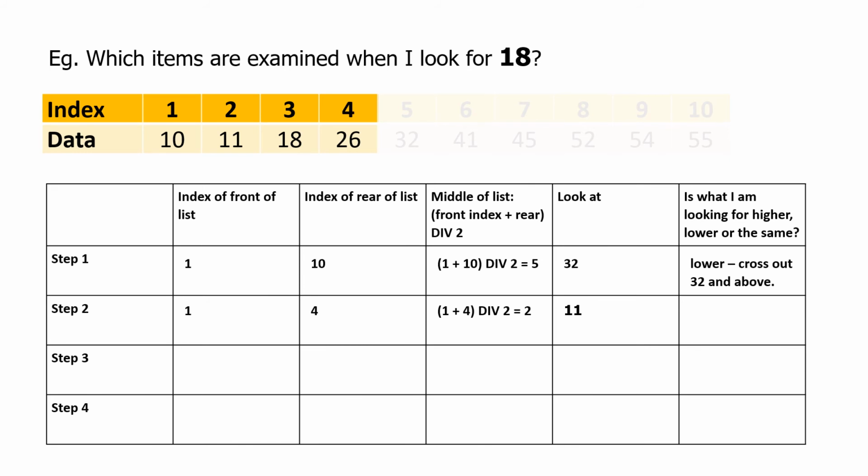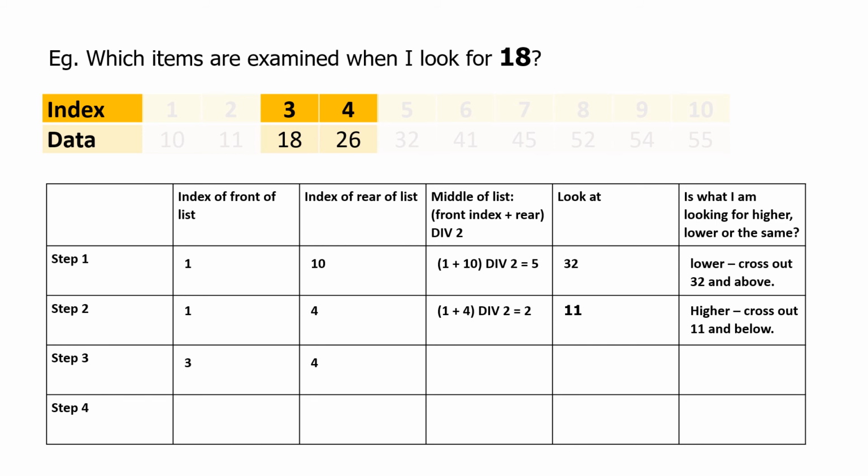Is 18 higher, lower or the same? It's higher, so we cross out 11 and below. And again, this time I'm just going to shade them out. So we have 2 items left on our list. So step 3, we write down what is the start and the end of the list, the front and the rear. So that is 3 and 4.